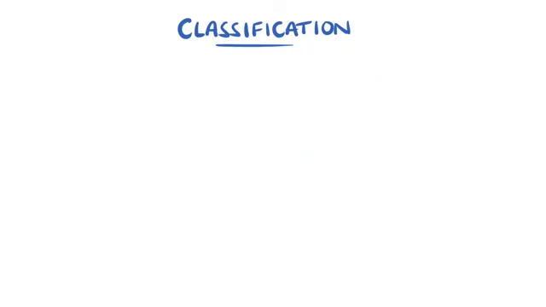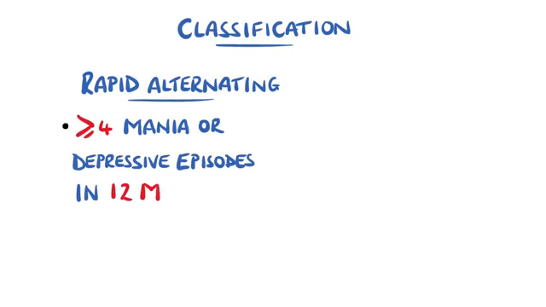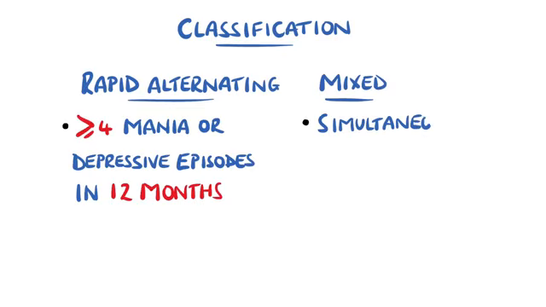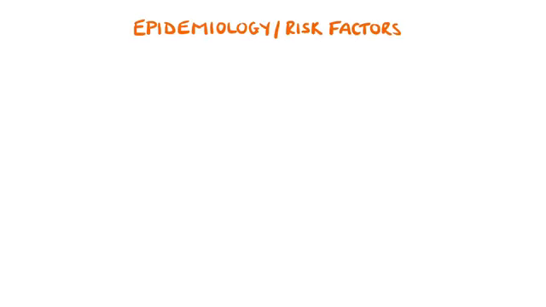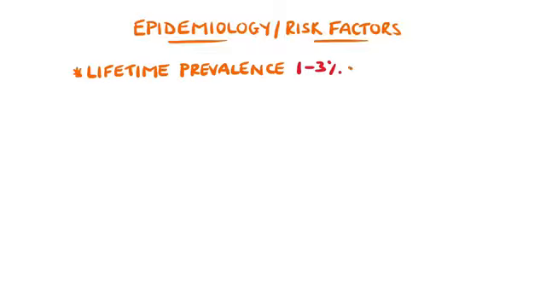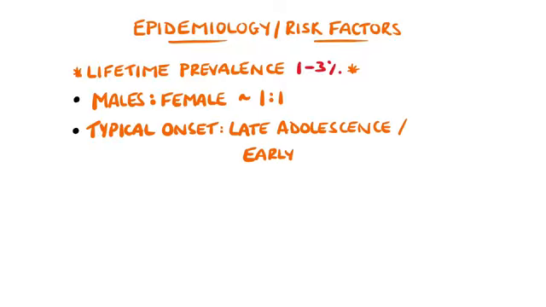Some people will fluctuate quickly between the 2 extremes, with 4 or more episodes of either mania or depression in 1 year defined as rapid cycling, while some can experience both depressive and manic symptoms at the same time. Bipolar disorder has a lifetime prevalence of around 1 to 3%, with males and females being affected approximately equally. It most commonly starts in late adolescence or early adulthood.